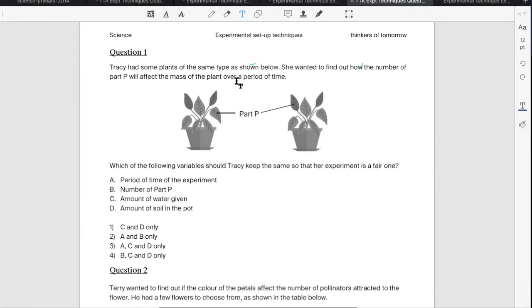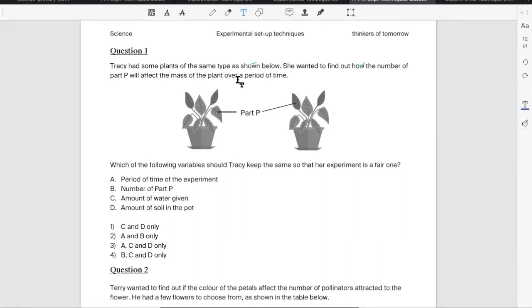Now let's look at question 1. It says Tracy had some plants of the same type as shown below. So these two plants are the same, and she wanted to find out how the number of part P. So part P they already labeled for you. Obviously, if you look at what they're pointing at, you're pointing at the leaves. So basically, it's how the number of part P will affect the mass of the plant over a period of time.